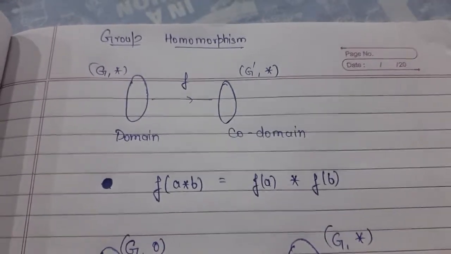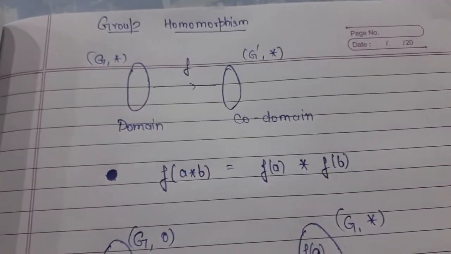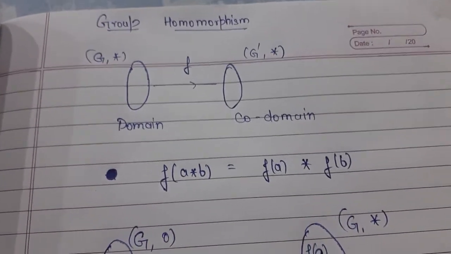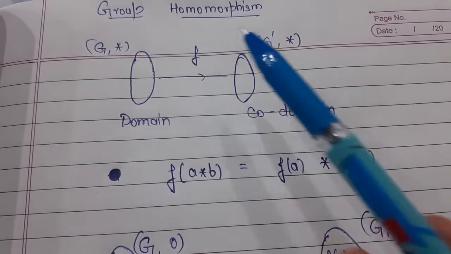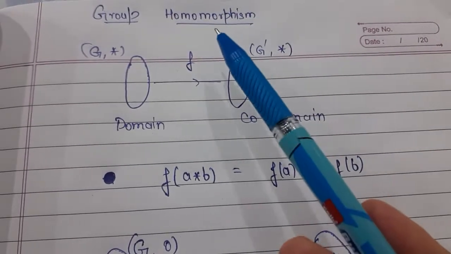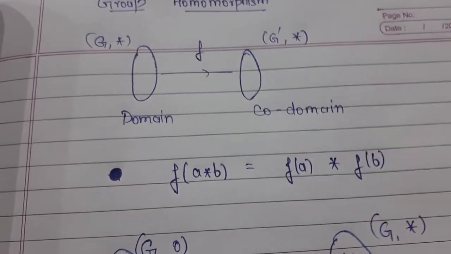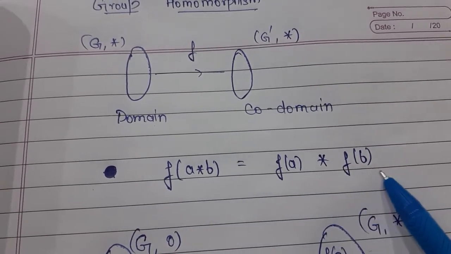Hello students, the next topic in our syllabus is group homomorphism. So what is group homomorphism? It is basically a function that associates the elements present in a domain to the elements present in the codomain. So what distinguishes a homomorphism from a function is that this function should satisfy this property.